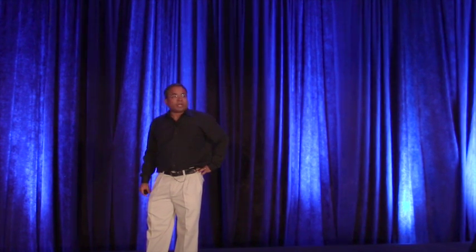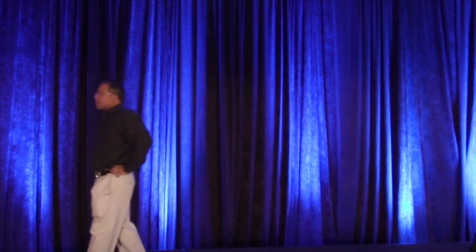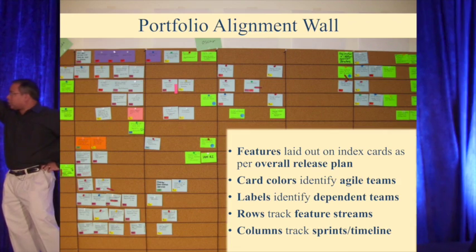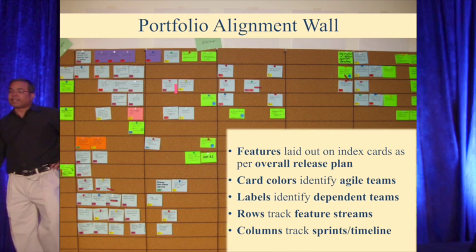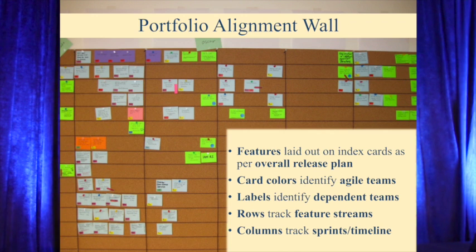The board is actually called a portfolio alignment wall. And the way it works is that each column represents a time box or a sprint. Each row represents functionality that's moving across. Each card over there represents a feature. And then some of the cards have red dots. That basically means that each one of those cards, you look at one in the middle, it has 7 or 8 red dots.